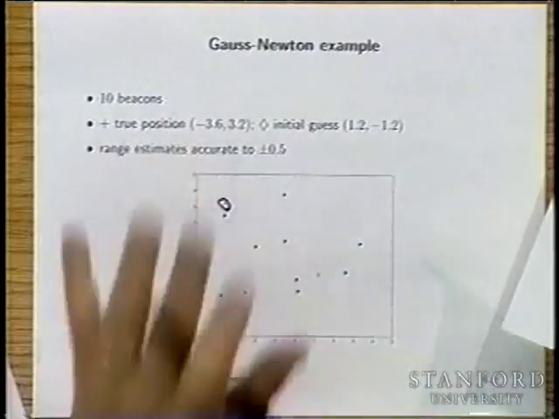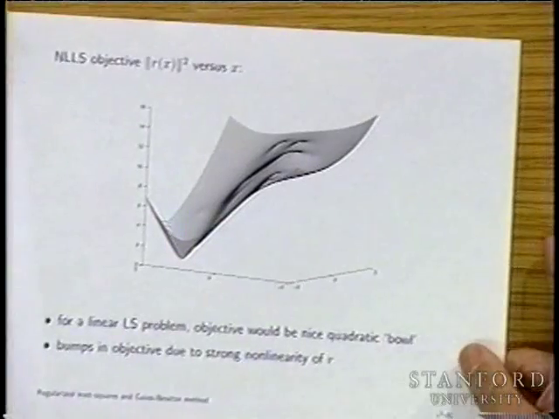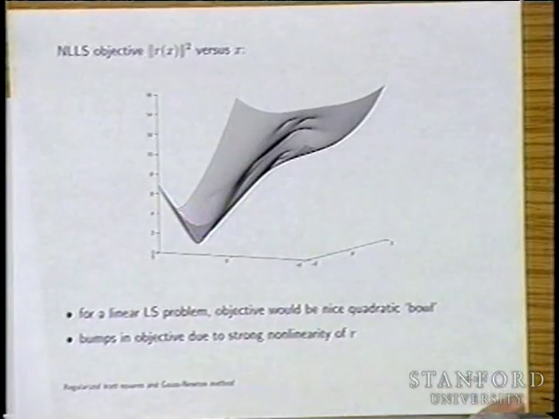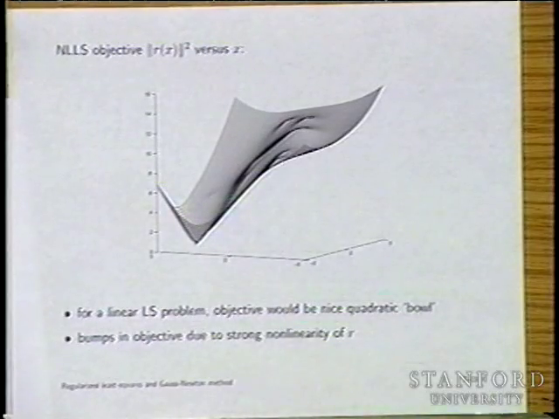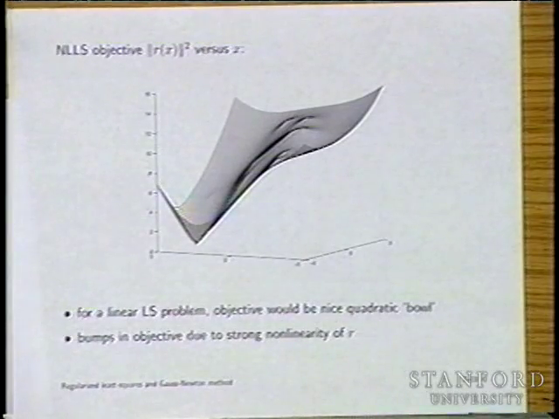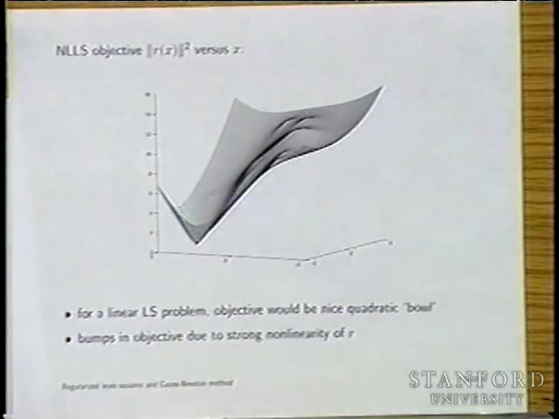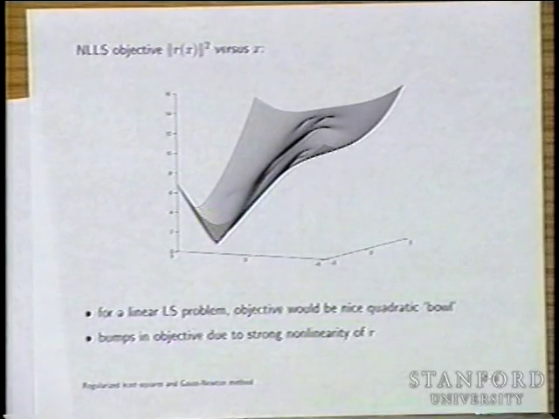There are other methods you could use, but this is just a simple example. By the way, this is what the nonlinear least squares objective looks like as you vary x. That happens to be the true global solution in this problem. But you see, this is not a quadratic function, which would be a nice smooth bowl. It's got all these horrible little bumps. By the way, in this problem, it doesn't have any local minima that are not global.